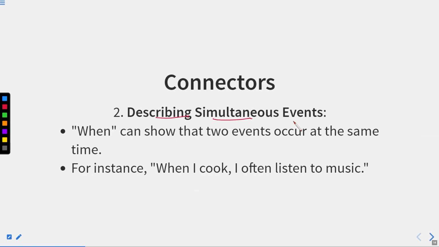Describing simultaneous events. Simultaneous means occurring at the same time. When can show that two events occur at the same time. For example, if something is happening over here, parallelly another action is taking place. When I cook, I often listen to music. It means I often listen to music at the time I'm cooking.